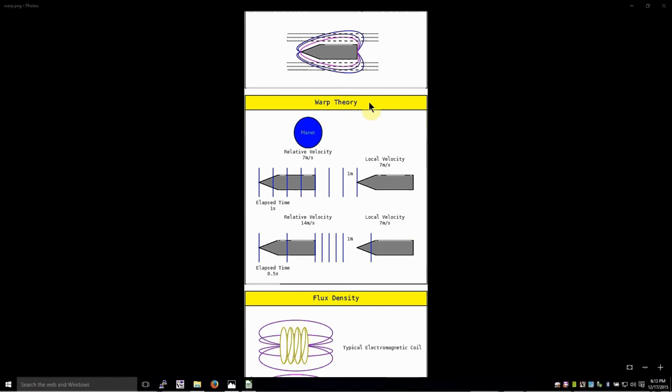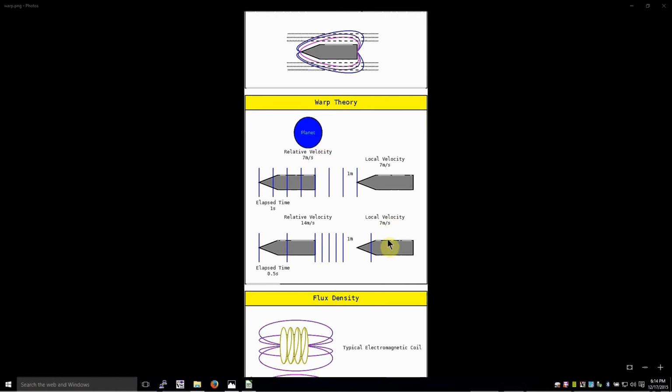So warp theory, for those who don't know: if you have an object moving through space, like in this example here, each one of these lines is 1 meter. It takes it 1 second to travel through all of them, so there's 7 meters. So relative to a non-moving object, they are traveling 7 meters per second.